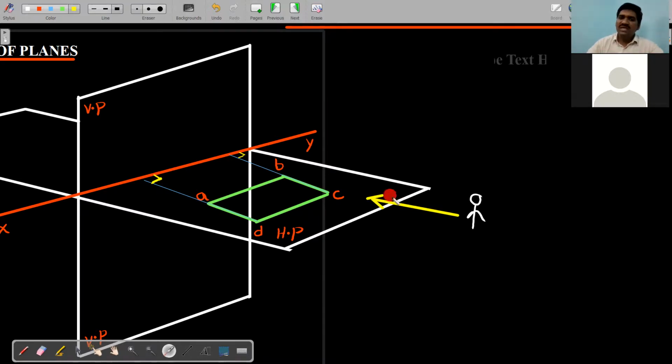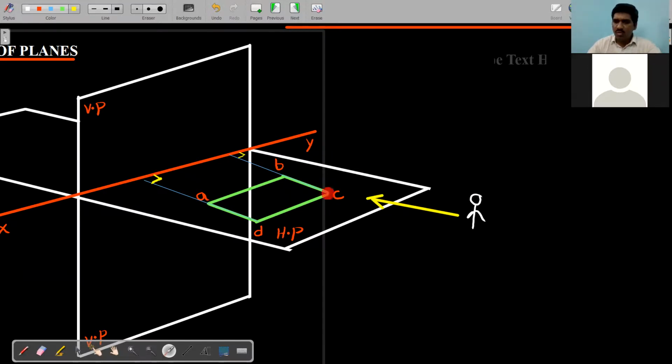tell me, all of you, what is visible and what is invisible? Can I say, if you see in this direction, that C is visible but B is not visible, or we can say B is invisible? Okay, D is visible but A is invisible. Again I am saying, C is visible, B is invisible. Why? B is behind C. D is visible, A is invisible. Why? A is behind D. There is a picture.